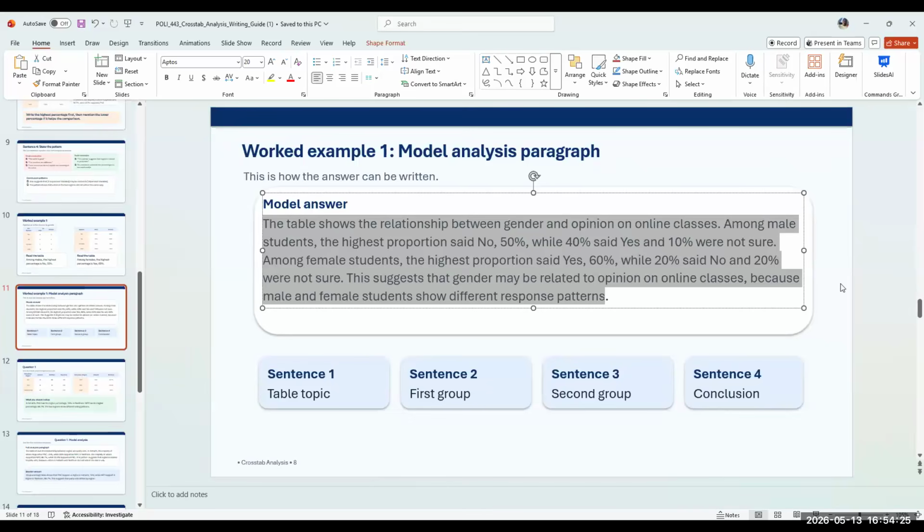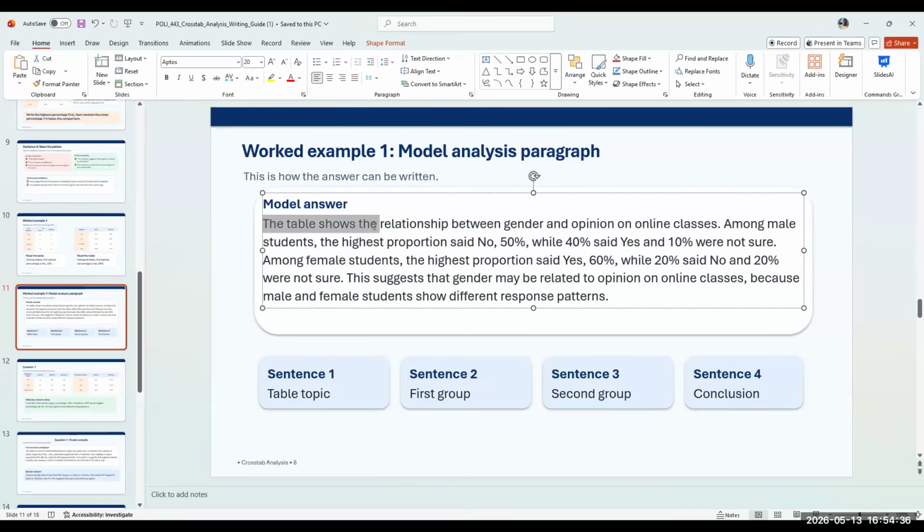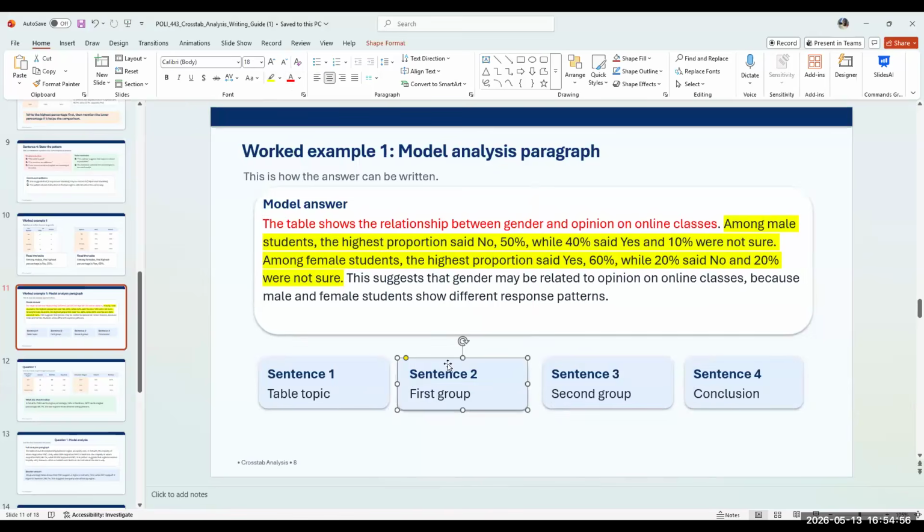So I started with the topic. Then the second sentence was the first group, the strong one. Then the third sentence was the second group. Then the fourth one was the conclusion. So this part is step number 1. Step number 1 is in red. This part where I'm explaining, where I'm starting with the bigger one and the small one, is step number 2 and 3 together. So step number 2 and 3 is the one in yellow. Let me use these colors so that I hope you can see my screen.